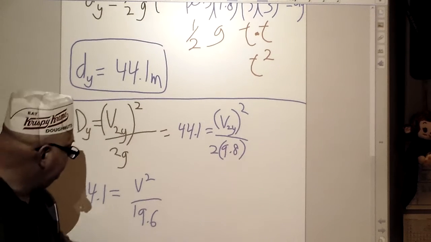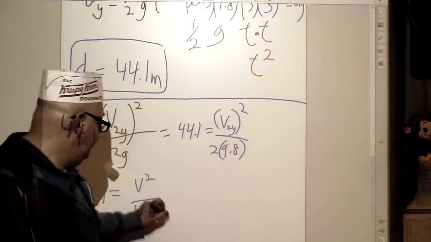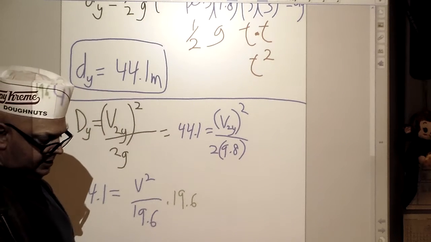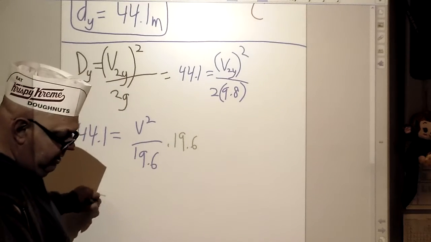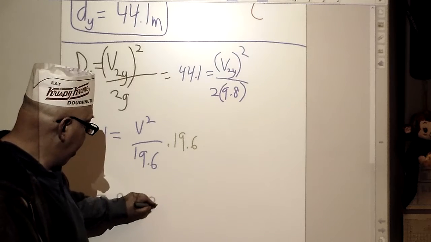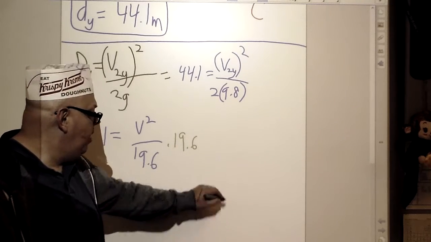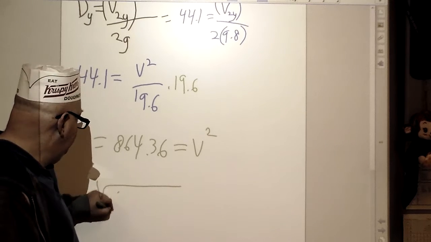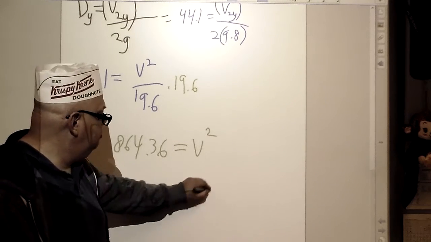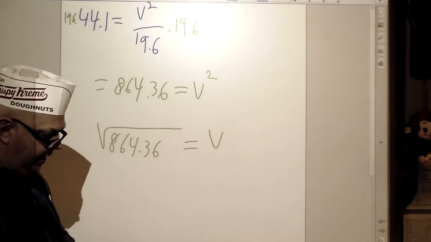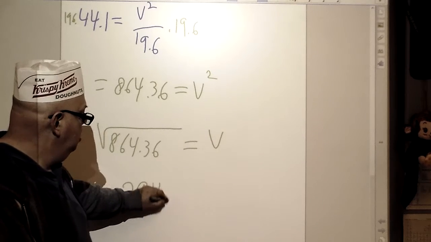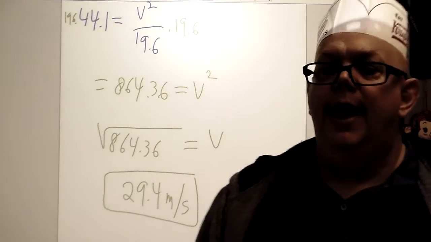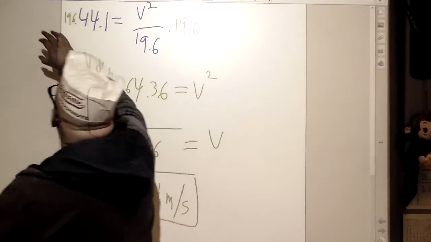Okay? So what that means for us, we're going to multiply both sides by 19.6, and that's going to get us 864.36, and that's equal to v squared. We got to square root it. Square root of 864.36 is equal to v. And with that, we're going to go with 29.4 meters per second. And that's it. So we found our answer.